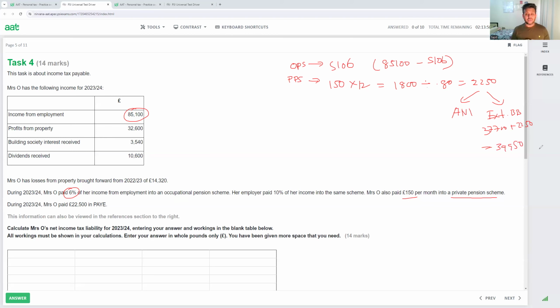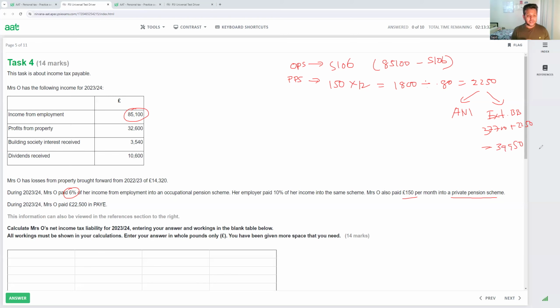That's all we have to do. So this is the first thing I'd like you to understand from the question. If there is an OPS, just minus it from the employment income. If there is a PPS, then minus it from the total income. At the same time, extend the basic band. That's all you have to remember.